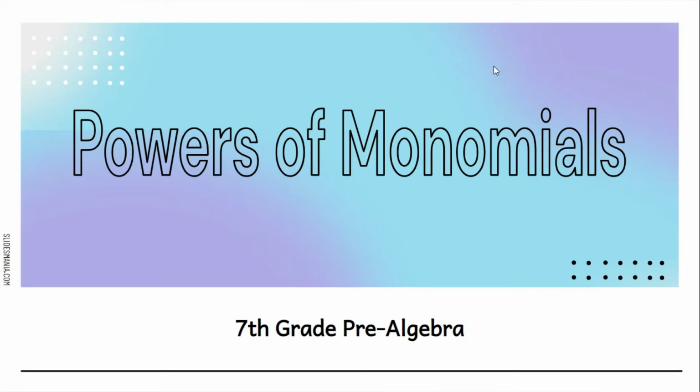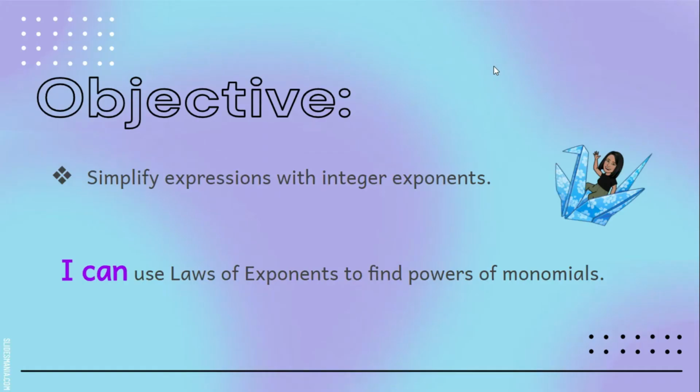During this week, we are going to work with powers of monomials. We will use some of the knowledge we acquired previously when we worked with the product of powers property and the quotient of powers property. Our objective during the week is to simplify expressions with integer exponents. The I can statement is: I can use laws of exponents to find powers of monomials.